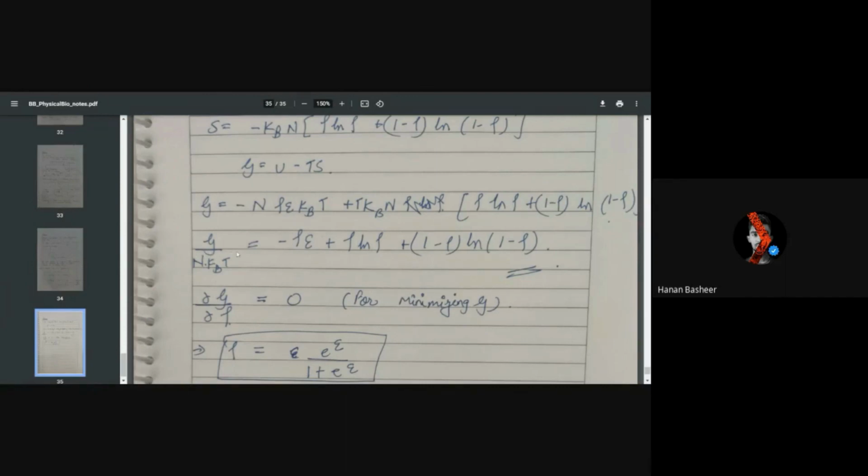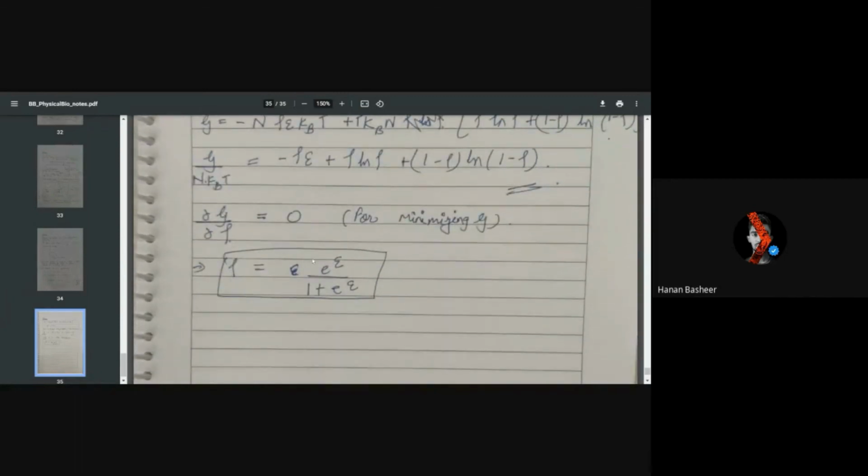And then we have to find where the Gibbs free energy is most negative or minimum. So we are differentiating with respect to rho, and we'll find that rho equals e to the power epsilon divided by 1 plus e to the power epsilon. So this will be the final state.